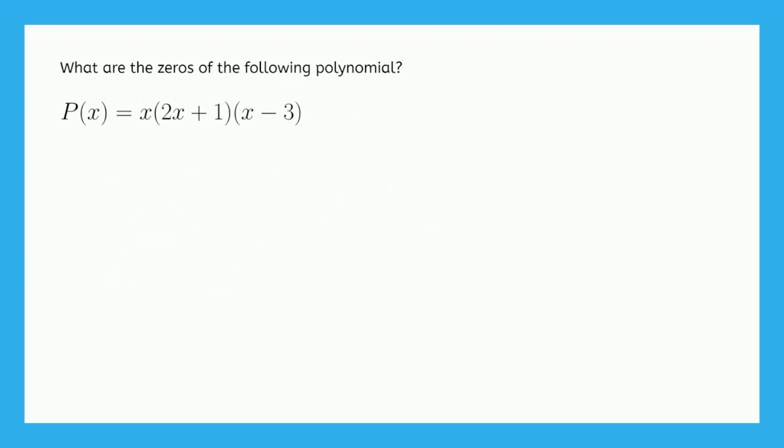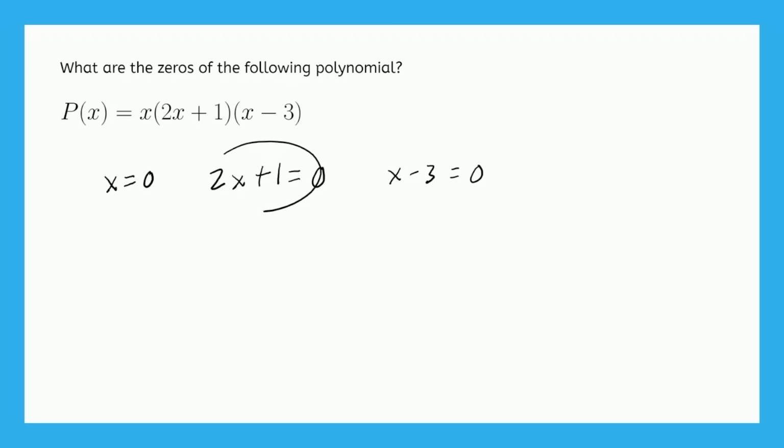Now this last example might feel a little strange because here we have an x as one of the factors, but that is actually even easier than when we have a binomial. So let's set x equal to 0, 2x plus 1 equal to 0, and x minus 3 equal to 0, and then we'll find the values for x. So if we say x equals 0, what does this mean? So one of the zeros is 0. So now let's solve for x in both of those.